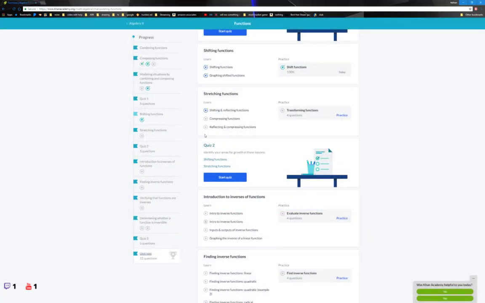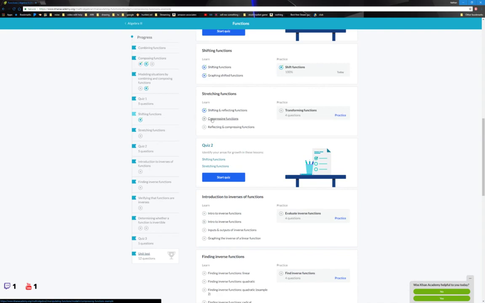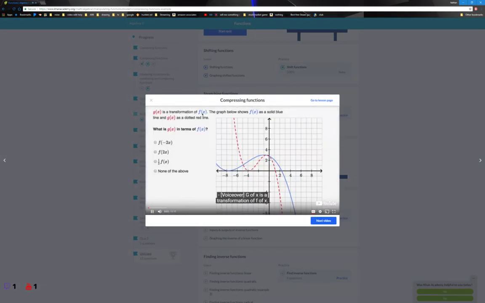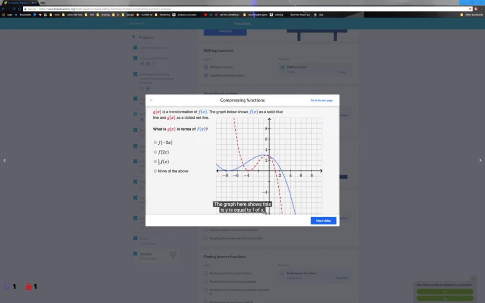Alright, so now we're going to watch the next two videos. G of x is a transformation of f of x. The graph here shows y is equal to f of x as a solid blue line, and y is equal to g of x as a dashed red line. And they ask us, what is g of x in terms of f of x?